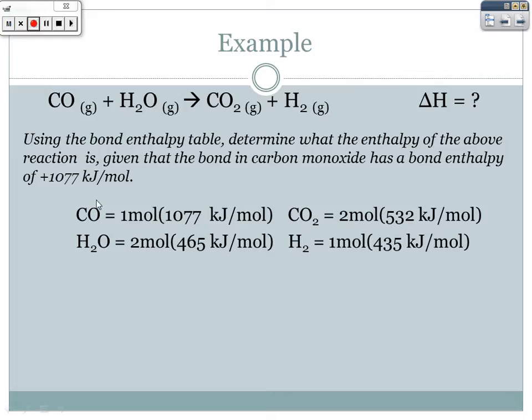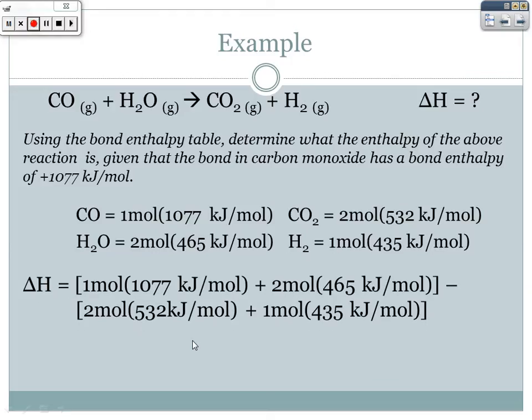And if you look, it's 1 carbon, 1 oxygen, 1 carbon monoxide bond. So I have 1 mole times 1,077 kilojoules. If I look at water, I have 2 hydrogens bonded to 1 oxygen. So I have 2 hydrogen-oxygen bonds, which in your table has an enthalpy of 465 kilojoules per mole. But I have 2 of them, so I have 2 moles worth. Carbon dioxide has 2 moles worth of carbon-oxygen double bonds, which has an enthalpy of 532 kilojoules per mole. And then in hydrogen gas, I just have 1 hydrogen bound to 1 hydrogen, so 1 mole of an H-H bond with 435 kilojoules per mole.